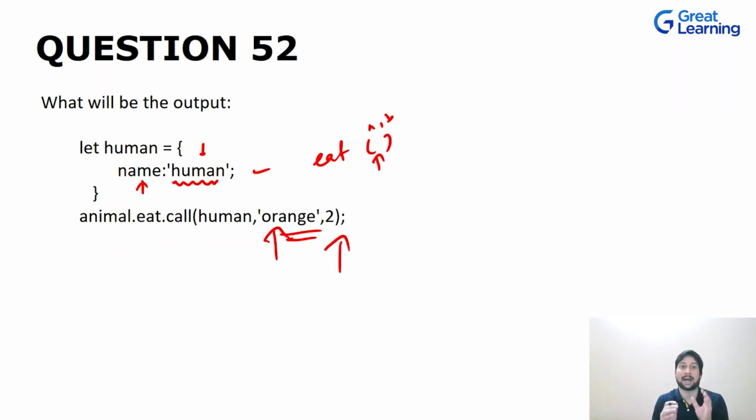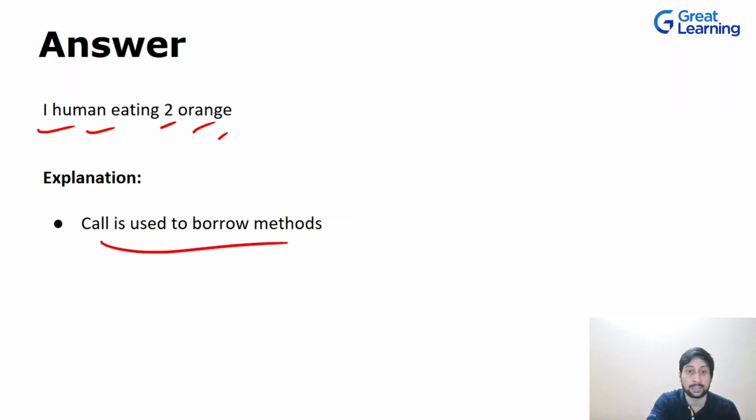So you were not having any eat method in the human object, but still you were able to call it with the help of this keyword, that is call, and it is used to borrow methods. Now let's move on to the next question.